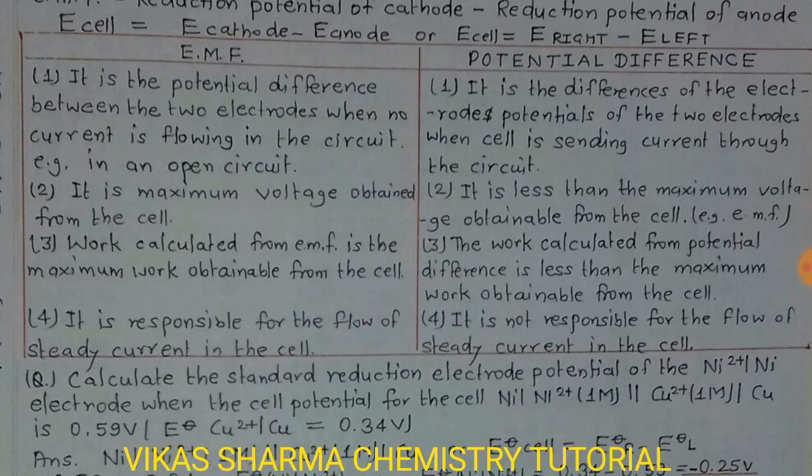Student, in EMF, point number 3, the work calculated from EMF is the maximum work obtainable from the cell. In potential difference, point number 3, the work calculated from potential difference is less than the maximum work obtainable from the cell. It means potential difference is always lower than EMF voltage. Point number 4, in EMF, it is responsible for the flow of steady current in the cell, and for potential difference, point number 4, it is not responsible for the flow of steady current in the cell. It means the responsibility for flowing current is totally counted by the EMF.